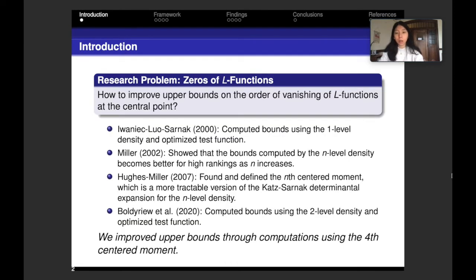To begin, I'll give a brief overview of our work. Our central research question was how to improve upper bounds on the order of vanishing of L-functions at the central point. Past literature typically obtained better bounds by computations through higher level density. We investigated the problem from a slightly different angle. Specifically, we improved upper bounds through computations using the fourth centered moment.